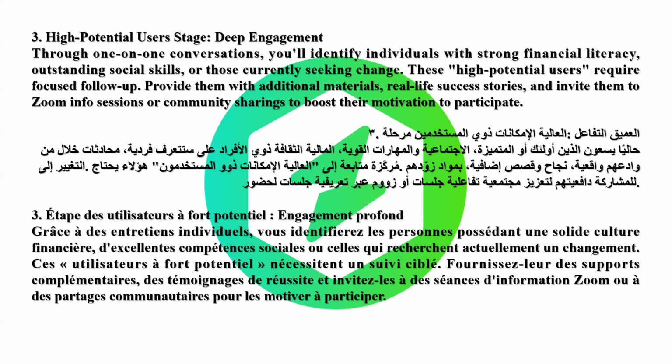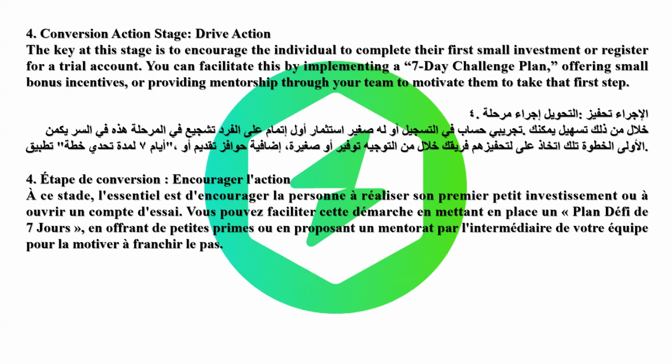Third, high potential user stage. So deep engagement. So through one-on-one conversation, you will identify individuals with strong financial literacy, outstanding social skills, or those currently seeking change. All right. These high potential users require focused follow-up. All right. Provide them with additional materials, real life success stories, and invite them to Zoom sessions or community sharing to boost their motivation to participate.